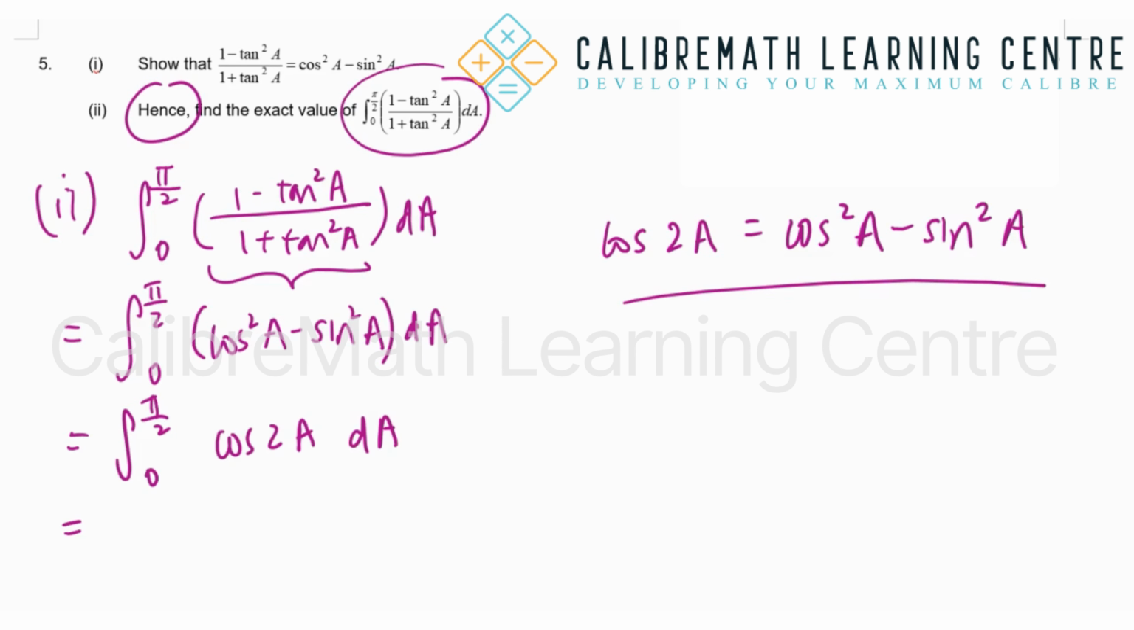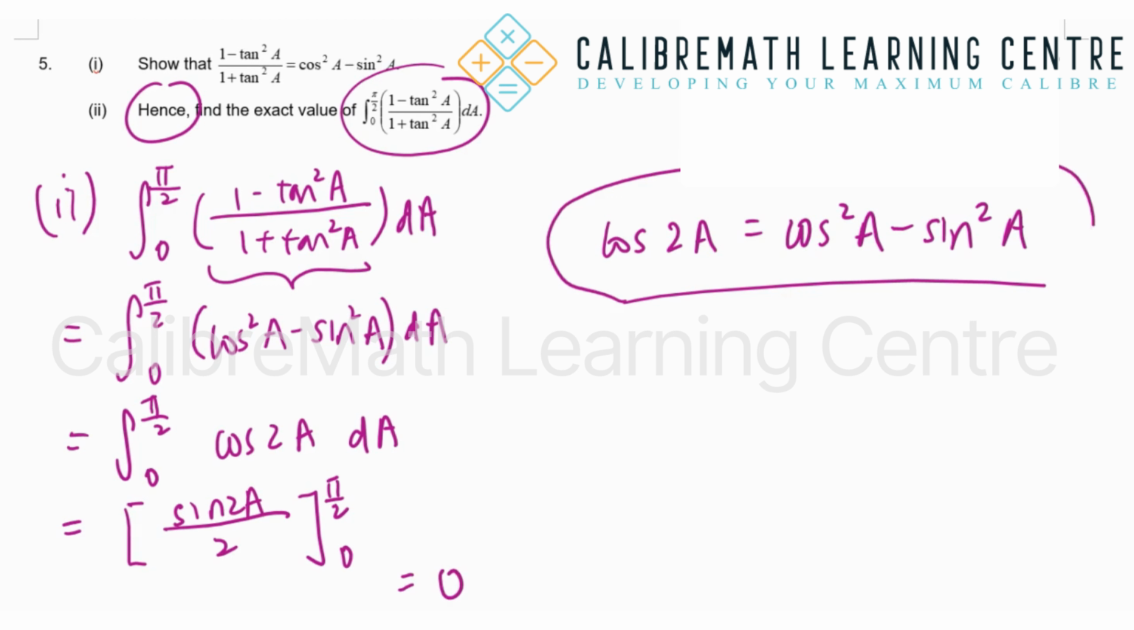So once you have substituted this as cosine 2A, you can then start to do your integration to get your sine 2A over your coefficient of 2, and then by substituting in, you will be able to get the exact value, and you're expecting to get your overall answer to be 0. So 0 is the answer for 5 part 2. Okay, so do take note of this shortcut to simplify it before you start doing your integration.